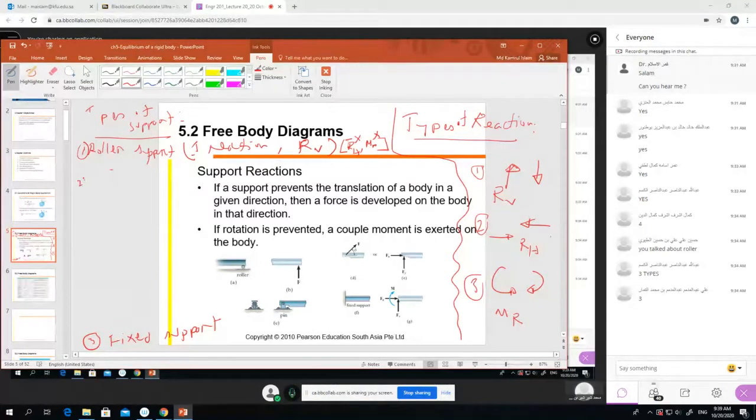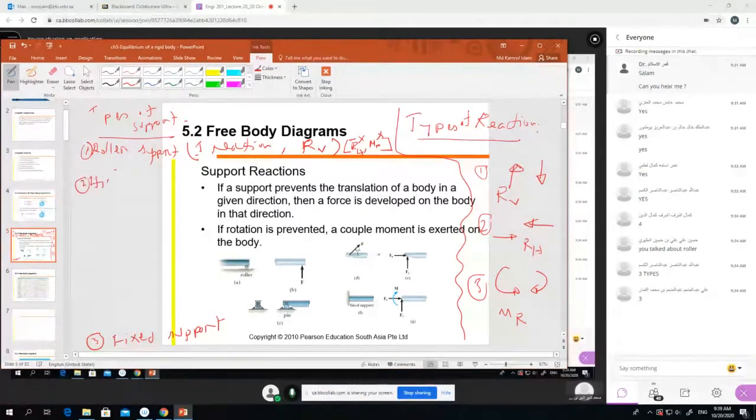Number two, now I will discuss hinge support, hinge or pinned support. What is hinge or pinned? Now I will show you the example. You know that you can open a door, right? The example is a door.